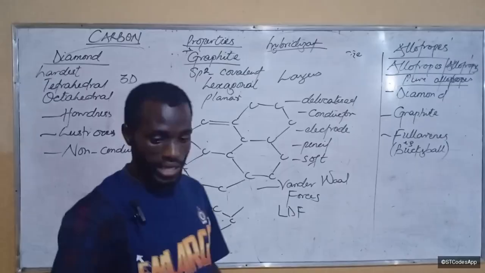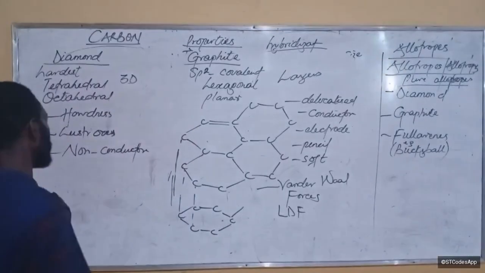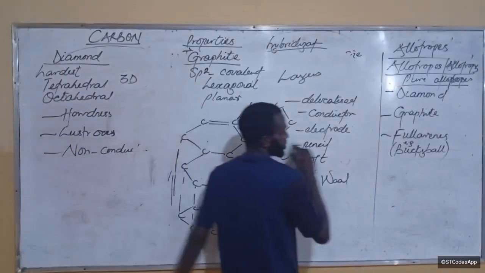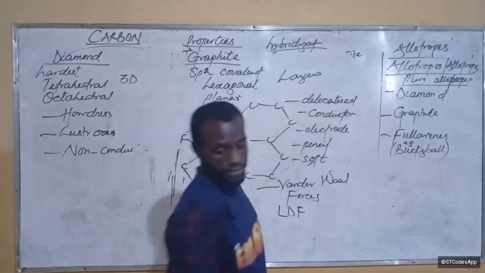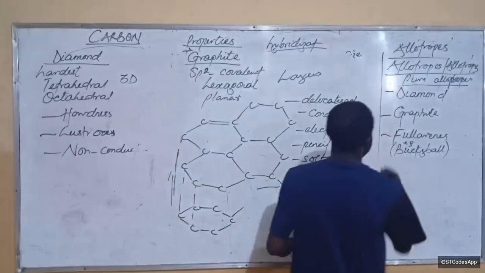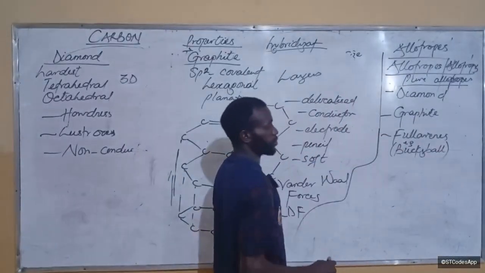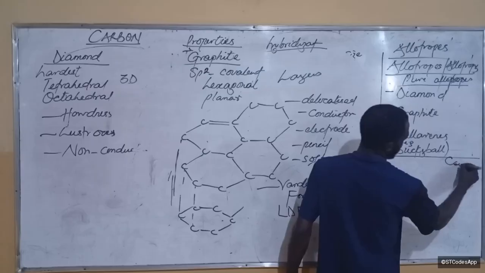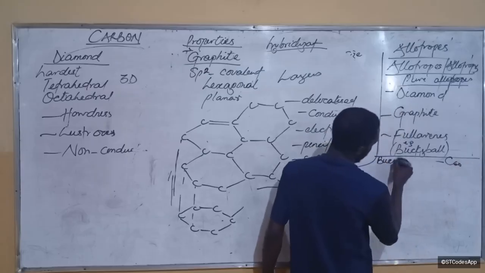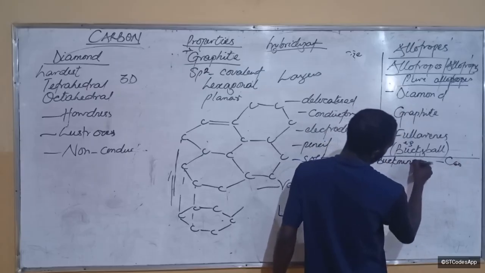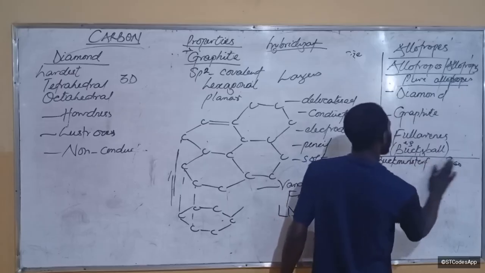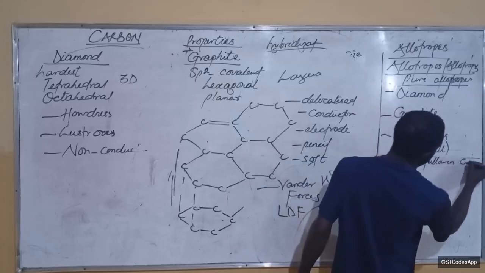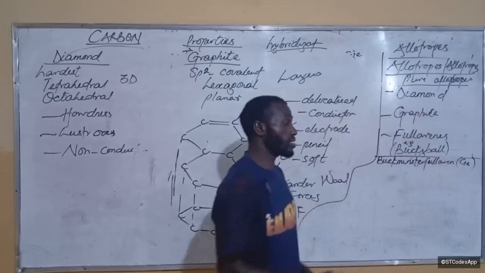All right. So now, how about fullerenes? Now, you see, fullerenes are quite different. Fullerenes are also sp2 hybridized. Let me use the example C60, the Buckminster fullerene, commonly known as C60.